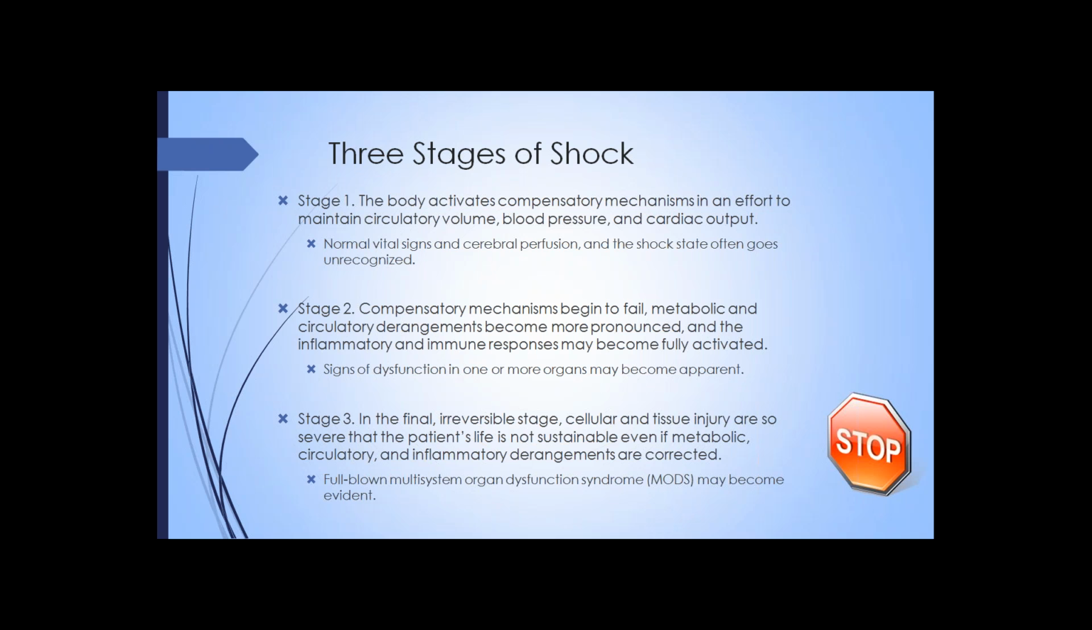As this begins to fail, we start getting metabolic and circulatory derangements. They start showing up, becoming more and more pronounced. Then we have an increased inflammatory and immune response. And so this increases the vicious cycle of deterioration, resulting in dysfunction of one or more organs becoming apparent. Well, in other words, we'll be able to see the signs and symptoms of that, where we couldn't see that before.